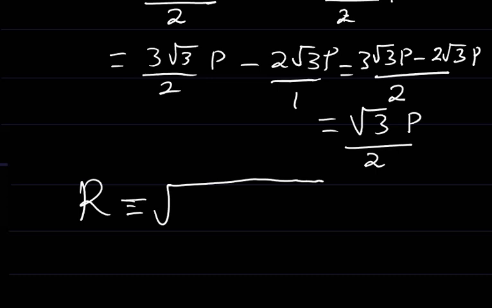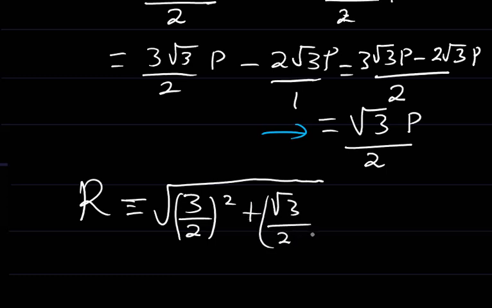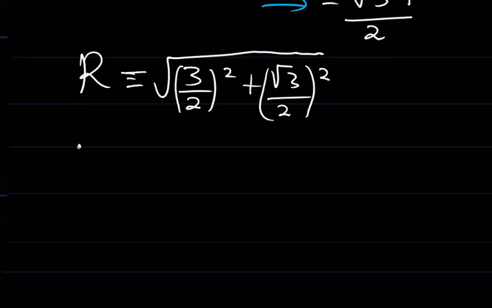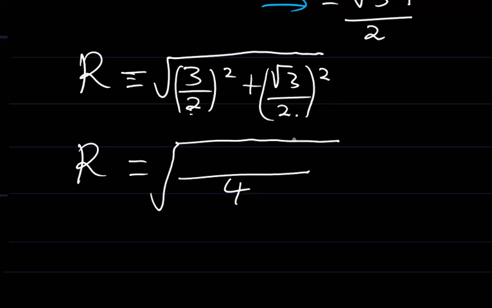Since this is in fraction, let me put that in fraction. So this is going to be (3 over 2) squared plus (root 3 over 2) squared. So let's do that. The resultant is going to be equal to root of ... 2 squared is 4, that's a common denominator. Then 3 squared is 9.